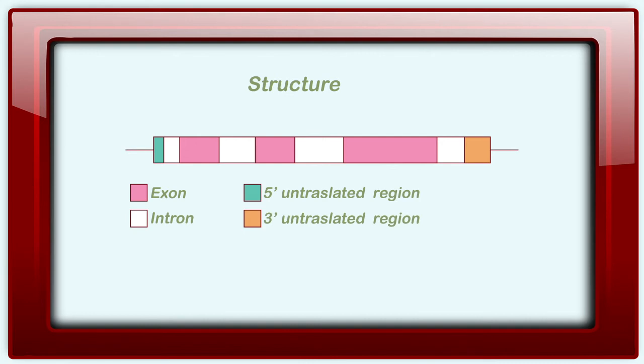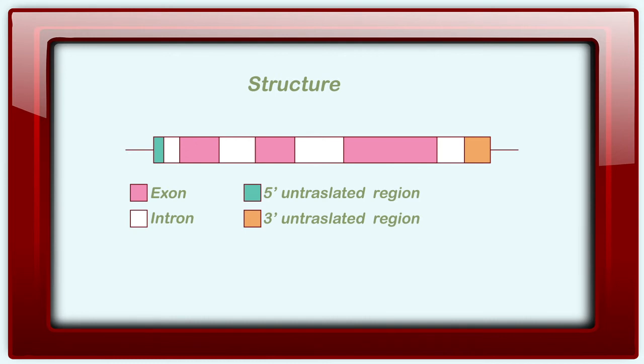5' UTR is located upstream of the coding region, I mean exons and introns, and 3' UTR is located downstream of the exons and introns. As you can see in this figure, the 5' UTR is located exactly upstream of the exons and introns, and the 3' UTR is located downstream of them.